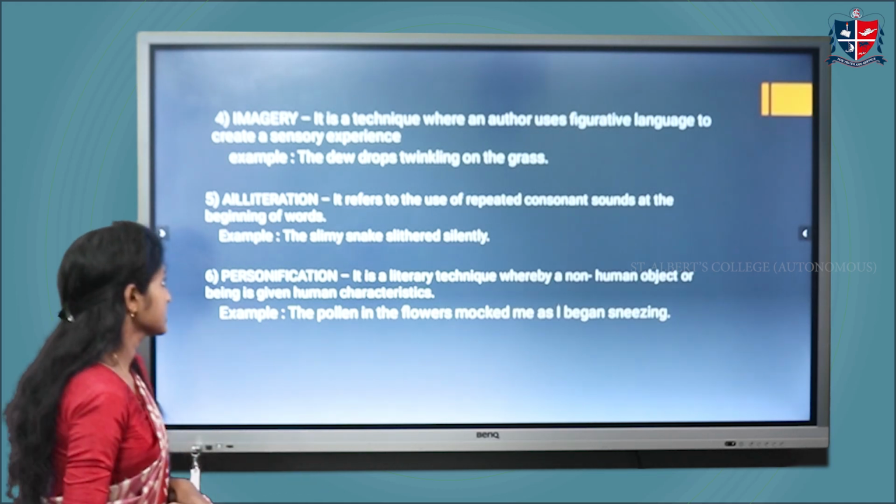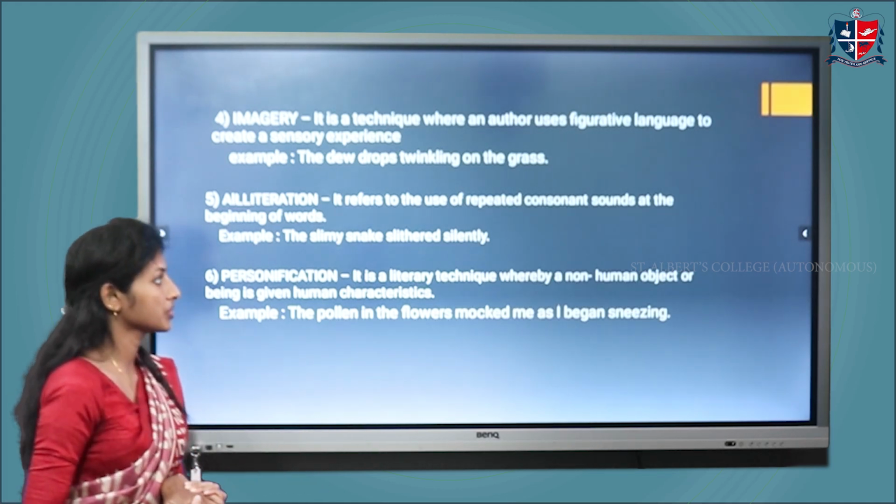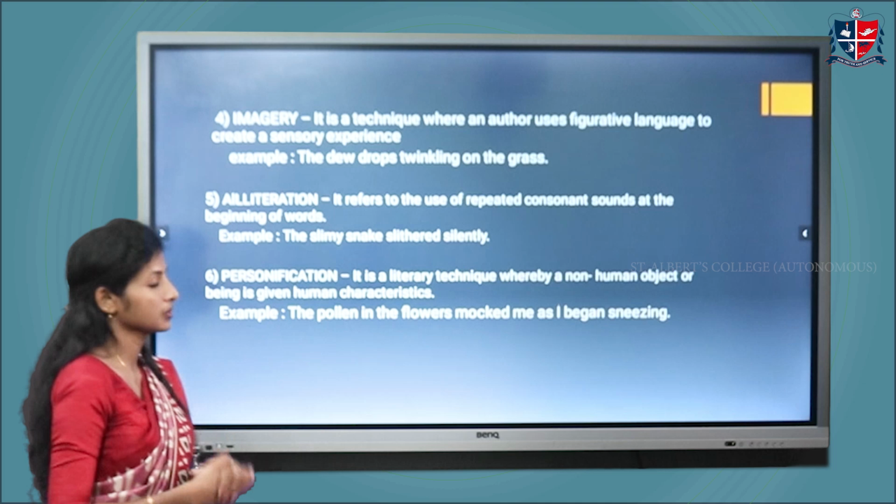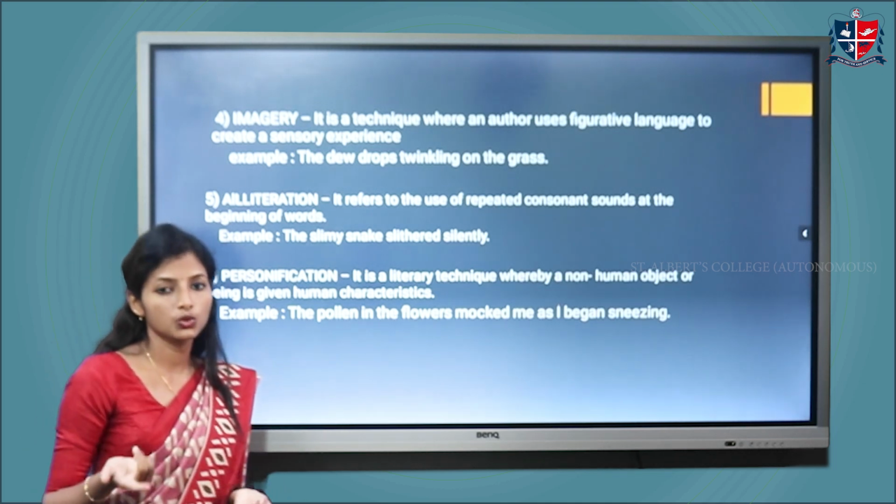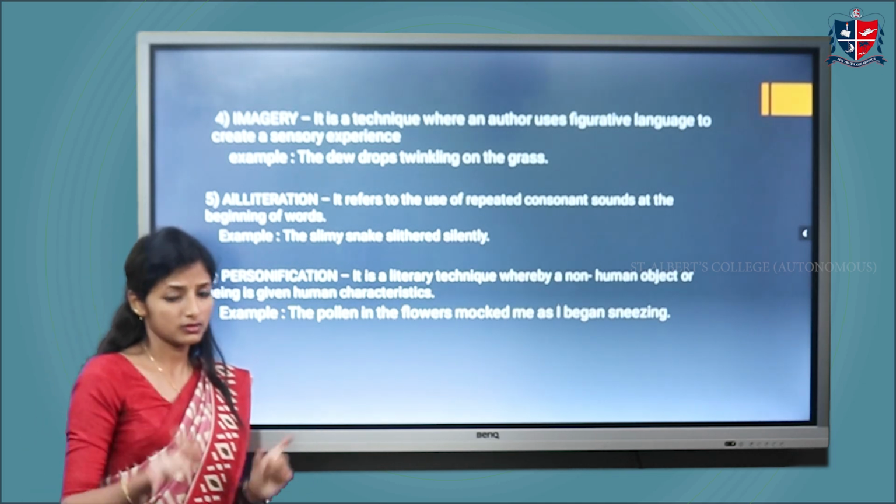Next is alliteration. It refers to the use of repeated consonant sounds at the beginning of words. So it is very easy to recognize an alliteration.